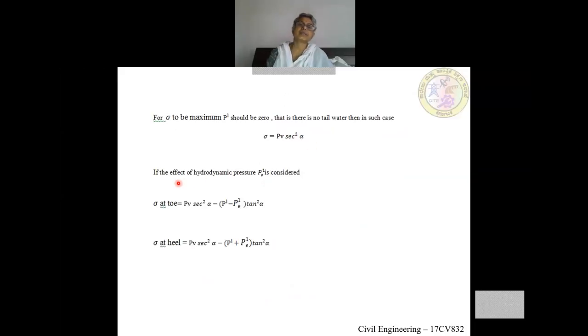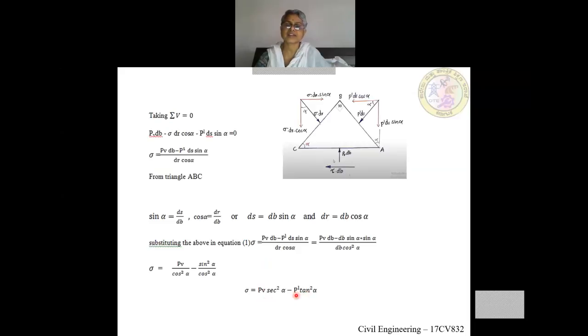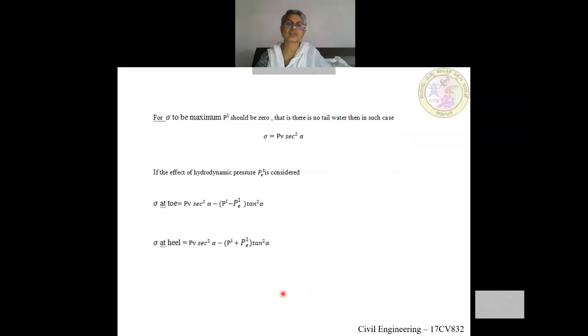If hydrodynamic pressure PE dash is considered, hydrodynamic pressure is due to earthquake pressure in the water. So you have to subtract that force near the toe and add that force near the heel. Considering that, the sigma at toe will be PV secant square alpha minus P dash minus P dash E tan squared alpha. Substituting in the previous equation, adding PE dash, the hydrodynamic force, this is what you get for sigma at toe and sigma at heel.